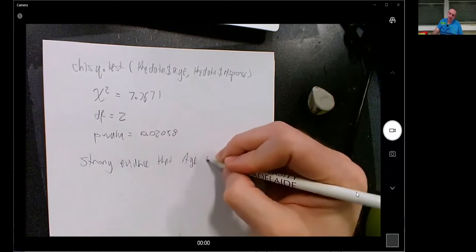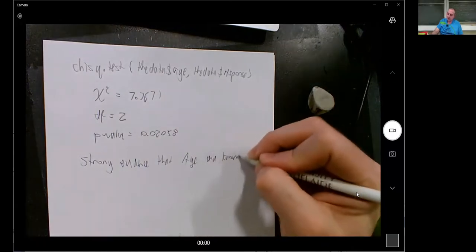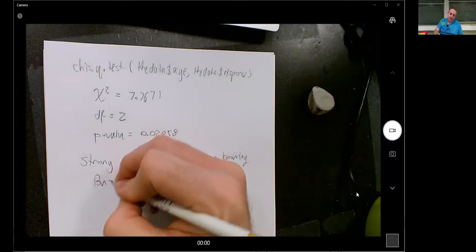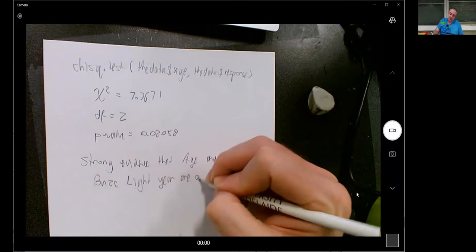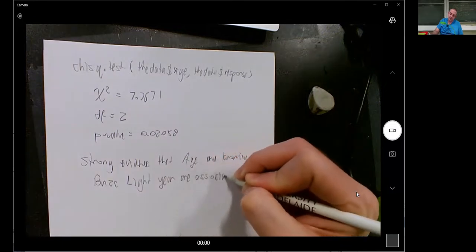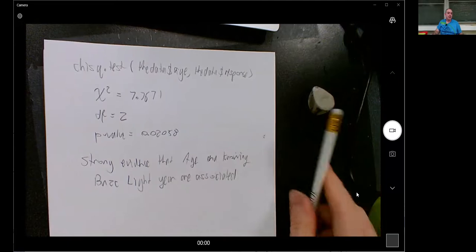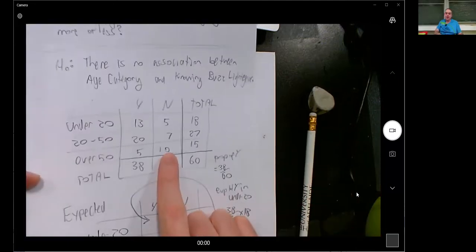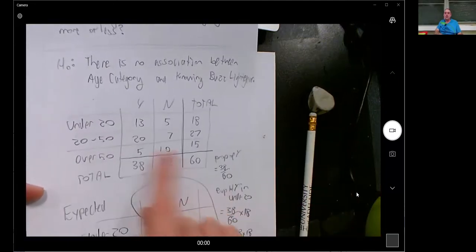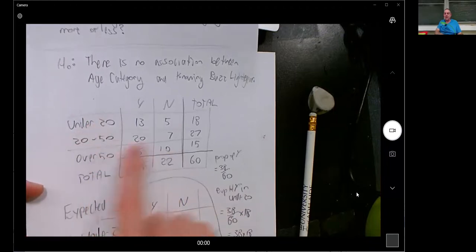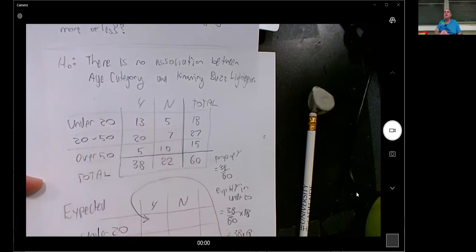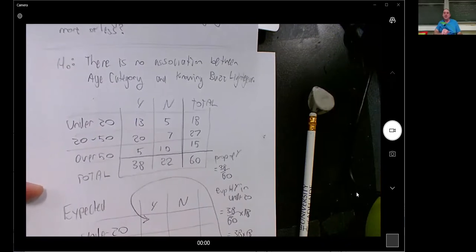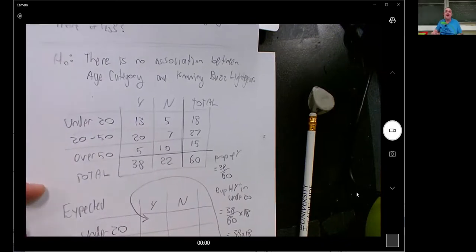that age and knowing Buzz Lightyear are associated. And in fact, it does look like the older people are less likely. But only the over 50s. It looks like our 20s to 50s are probably more likely to know Buzz Lightyear than our under 20s. That seems right to me. It's just made up data.